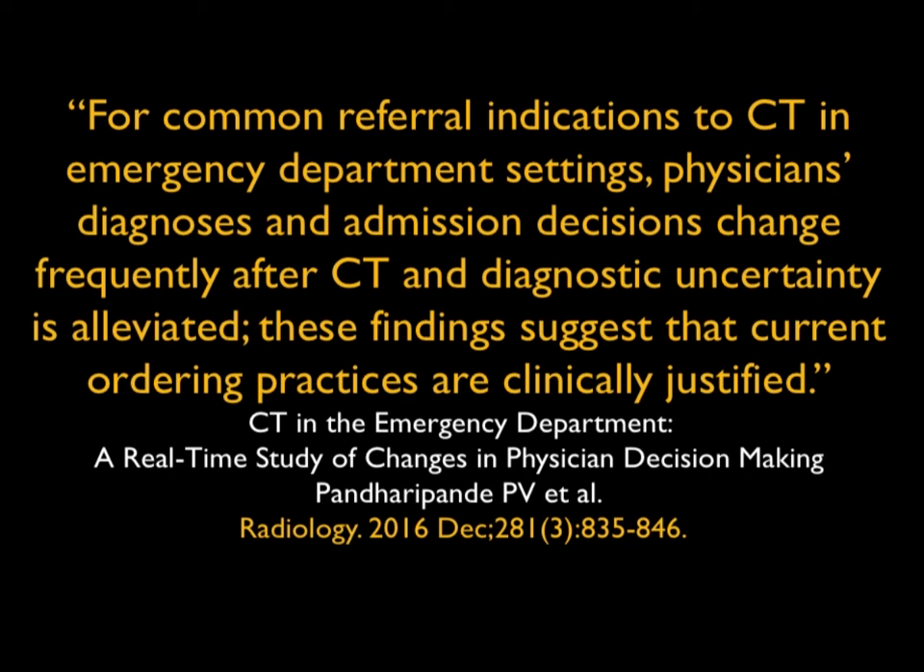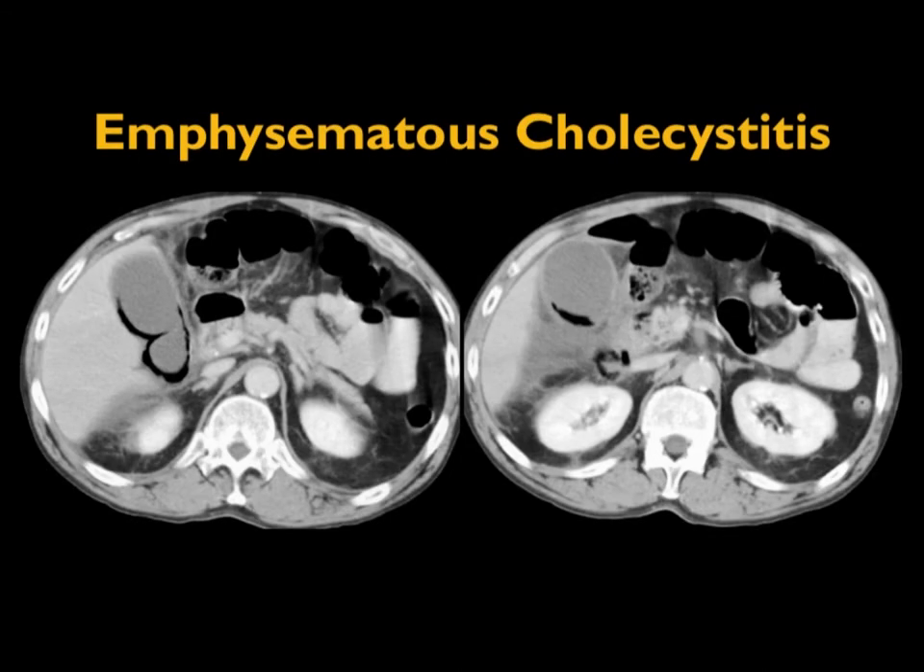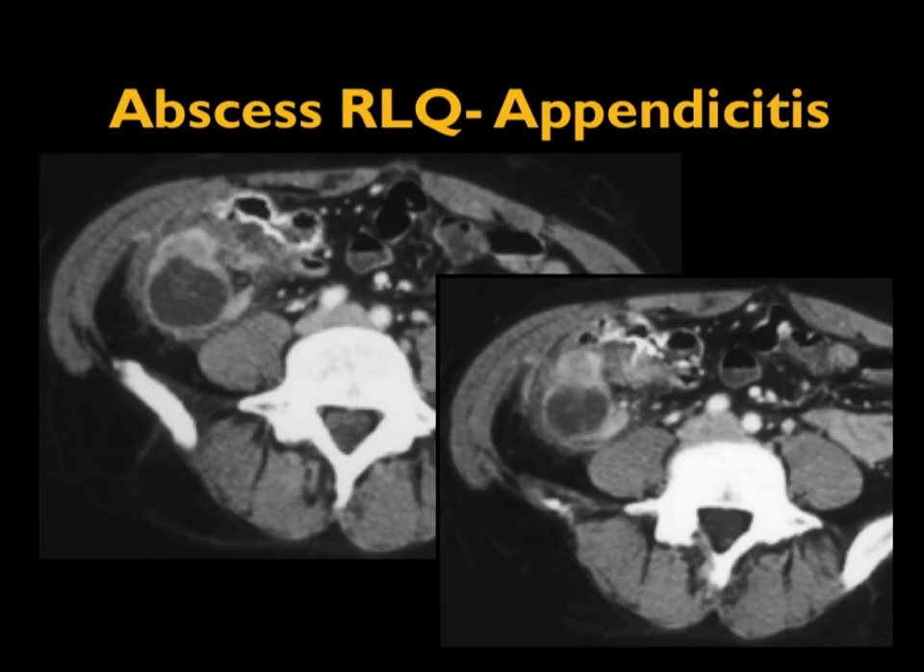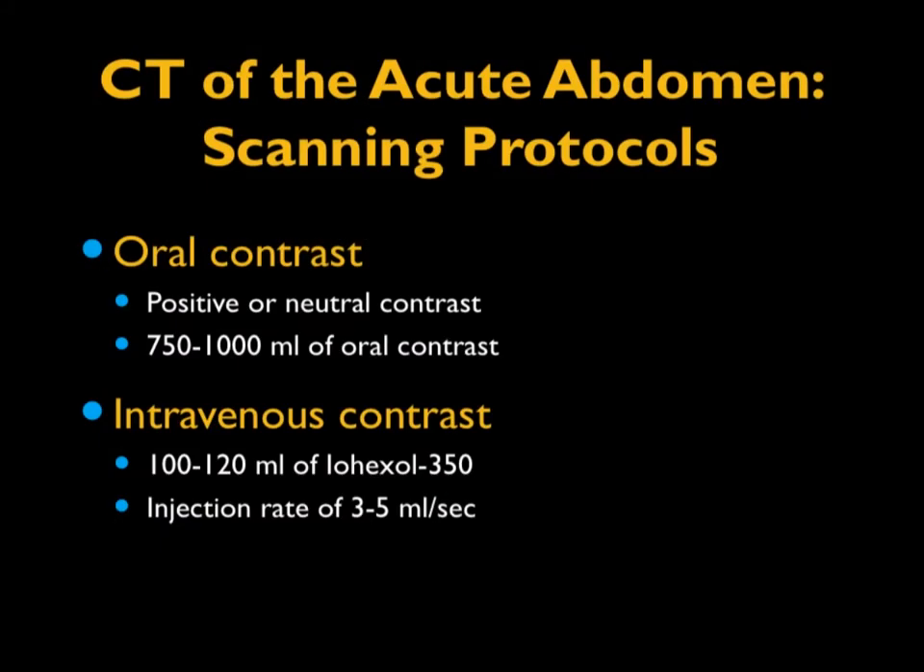Now, in trying to put this talk together, I mentioned I could talk about the acute abdomen for days. I could speak about organ by organ things from hepatic abscesses to emphysematous cholecystitis. I could speak about splenic abscesses or right lower quadrant abscesses such as appendicitis. I could speak about unusual causes of abdominal pain, in this case left lower quadrant where the patient has an appendix epiploica. So there's a range of things we can think about and a range of things where strategies for implementation become very critical. You can see from all of these cases, an important thing is the protocols used to scan the patients.